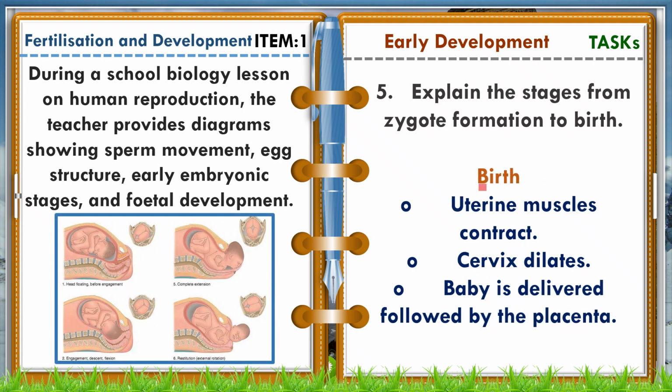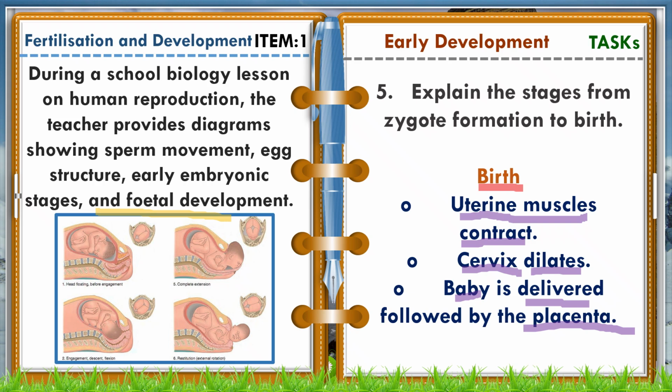Then we come to birth. During birth, the uterine muscles will contract. The cervix will dilate, and the baby is delivered, followed by the placenta. So we are having the birth procedure here.